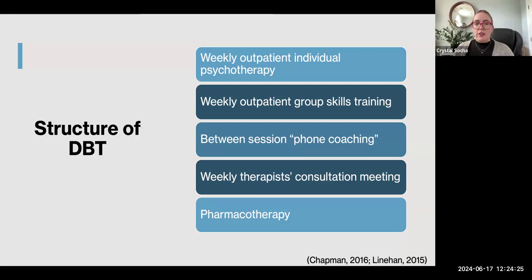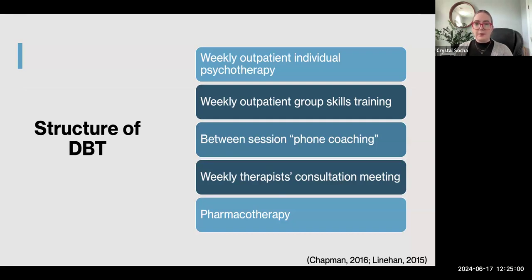But DBT can be included or is included in both an individual format as well as a group skills format. And in those groups, we often start off with a little mindfulness exercise, talk about skills that were covered in the past, perhaps, or homework review. Individuals are also educated on a new skill in that group. And this can be multiple days a week. So think about your partial care, partial hospitalization programs, intensive outpatient programs like that, where you're seeing individuals multiple times a week and they're provided skills multiple times a week in a group setting.